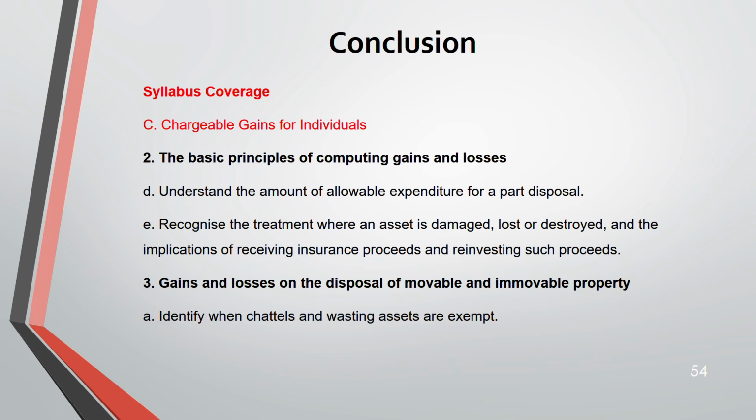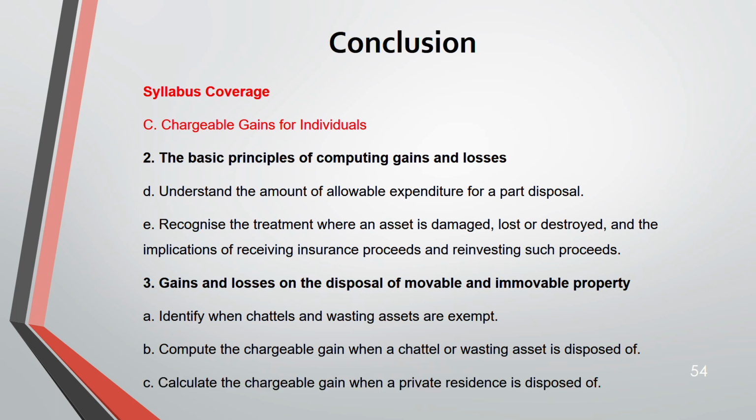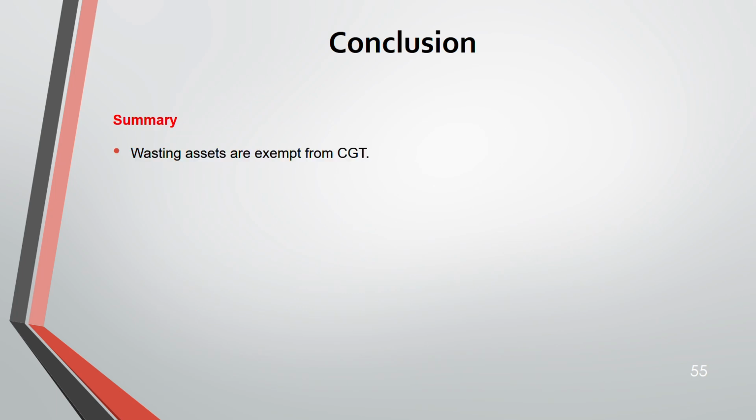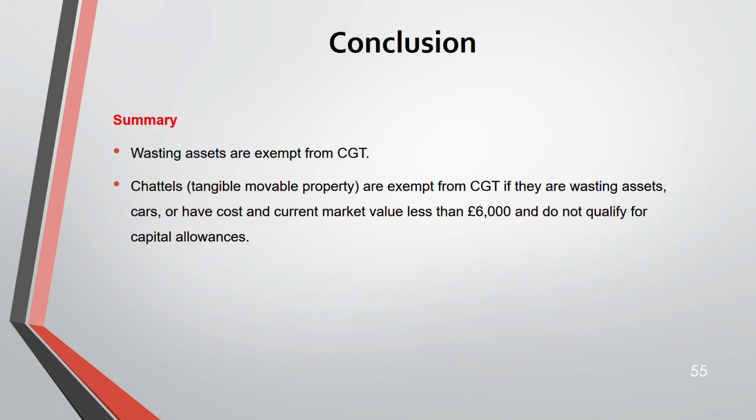Identify chattels and wasting assets that are exempt. You have to identify when they are exempt. Compute the chargeable gain when a chattel or a wasting asset is disposed. Calculate the chargeable gain when a private residence is disposed. Wasting assets are exempt from CGT. Chattels are your tangible movable property.